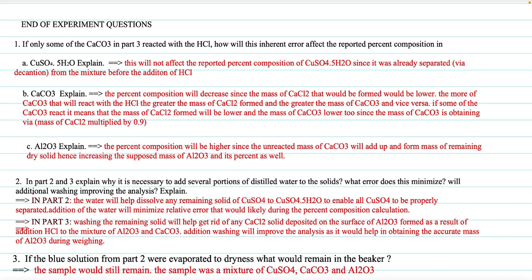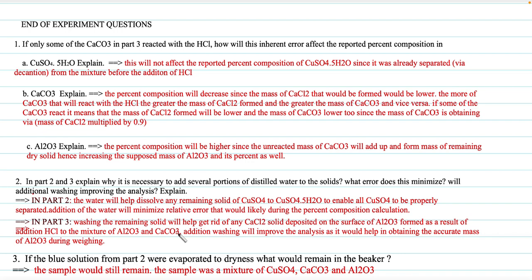Now for the C part, they said what would be the effect of that on aluminum oxide? Now let me explain something. We have a mixture of three components: copper sulfate, calcium carbonate, and aluminum oxide. The copper sulfate was separated by adding water and then decanting. Once you add water, copper sulfate dissolves in the water, you pour it out, the water goes alongside with the copper sulfate, leaving behind calcium carbonate and aluminum oxide.